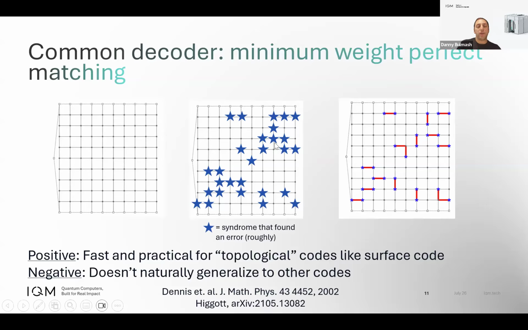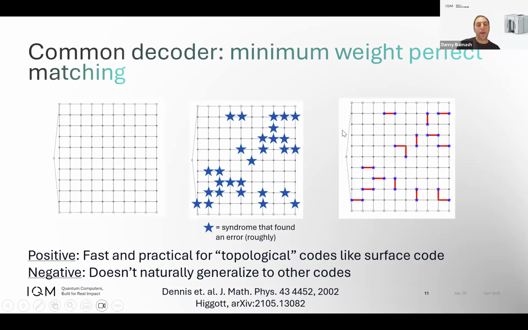The idea of minimum weight perfect matching is that you find the shortest possible set of paths that pair off all of these errors. And the basic idea here is that one of these paths corresponds to a set of errors. So, for example, one of these red lines might mean that we think that a qubit that lives somewhere on that line got flipped. And so in order to correct it, we flip that qubit back.